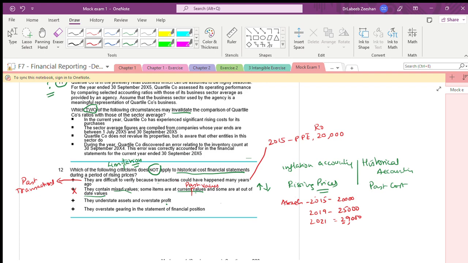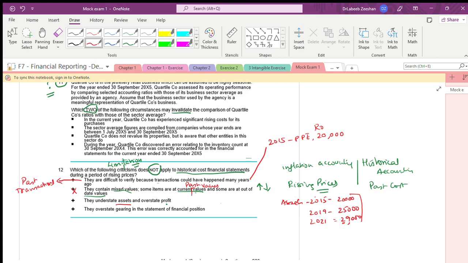Sometimes your assets, 20,000 was the asset. Now the same asset is how much? 29,000. But what will happen? You will group all the things based on the historical cost, but not based on the inflation accounting. What will happen in that case? You will show less value of assets on the asset side.